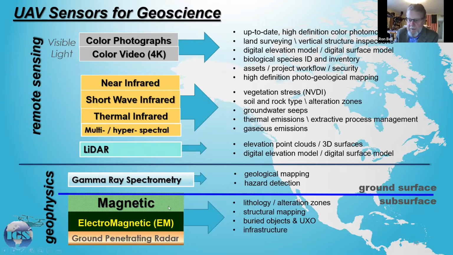And then I tend to focus on the geophysics part of it, which is the magnetics, electromagnetics, ground penetrating radar. There's currently research being done for doing seismic from drones. Just a whole lot of applications. We distinguish between the upper part being remote sensing and the bottom part being geophysics. In my mind, it's all either remote sensing or geophysics, and from the drone space, it really doesn't make any difference.